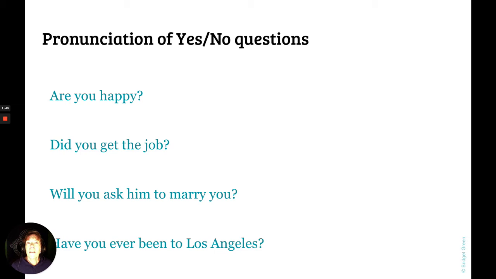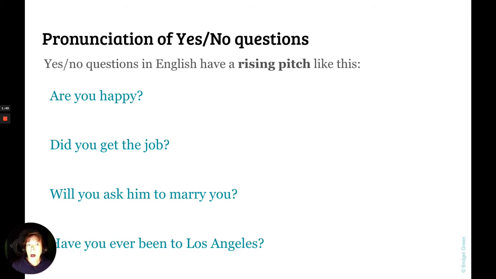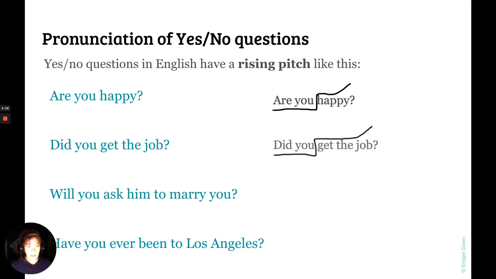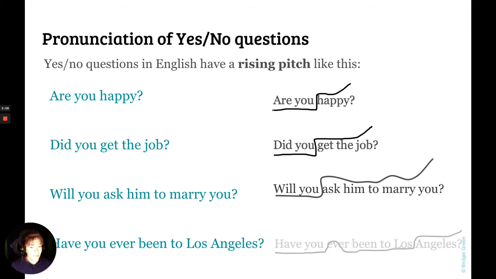Okay, let's talk about pronunciation of yes-no questions. Yes-no questions have a rising pitch, like this, and I want you to listen and repeat, okay? Are you happy? Do you hear how it goes up at the end? Are you happy? Did you get the job? Will you ask him to marry you? Have you ever been to Los Angeles? Okay, the voice goes up at the end.